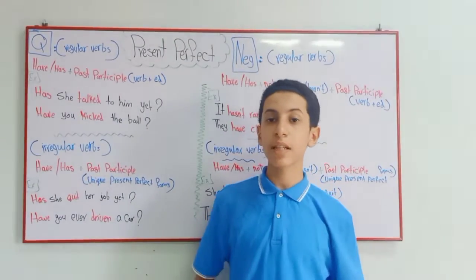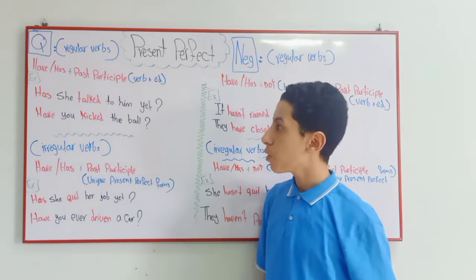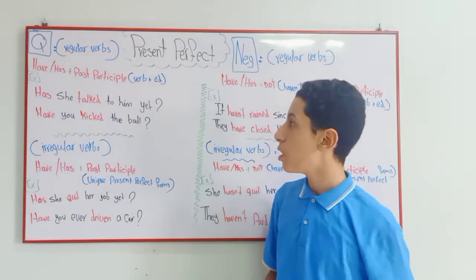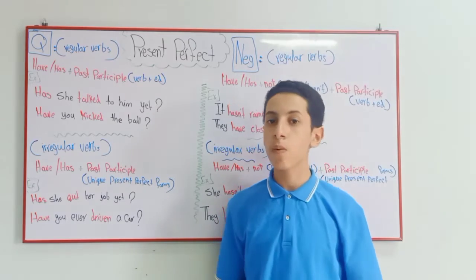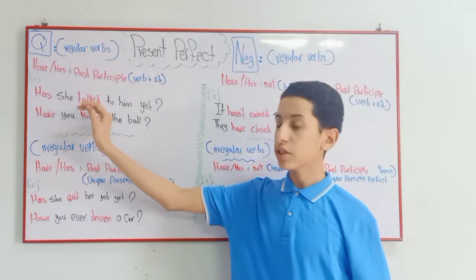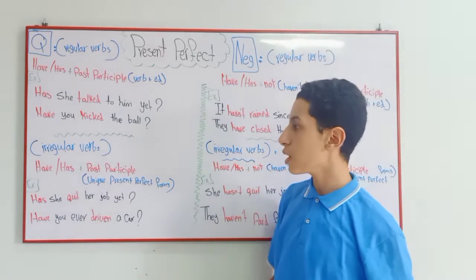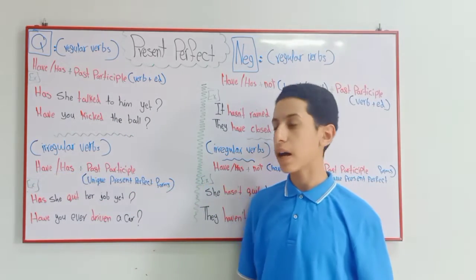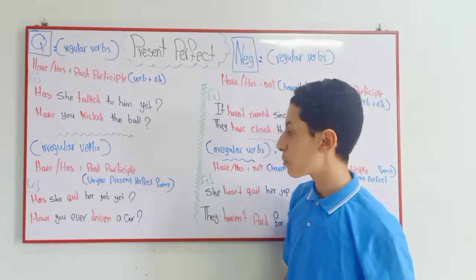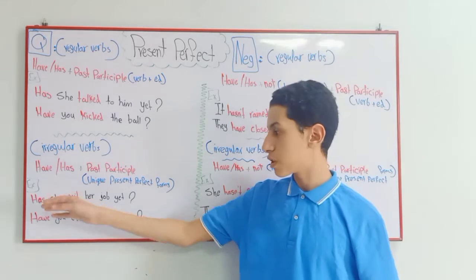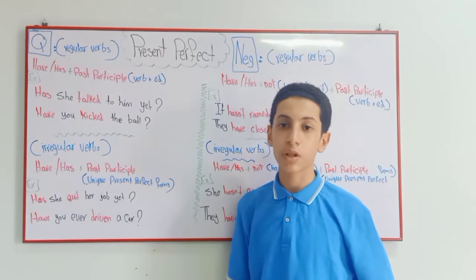Okay, so now let's see the question form in the present perfect tense. With regular verbs, we put have or has plus the past participle, which is an -ed added to the infinitive form of the verb. For example, has she talked to him yet? Have you kicked the ball? And with irregular verbs, we put have or has plus the past participle, which has a unique present perfect form. For example, has she quit her job yet? Have you ever driven a car?